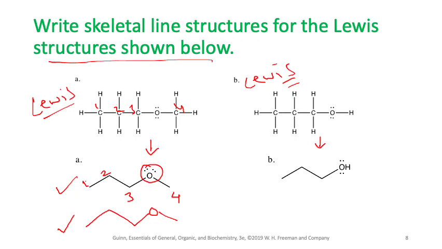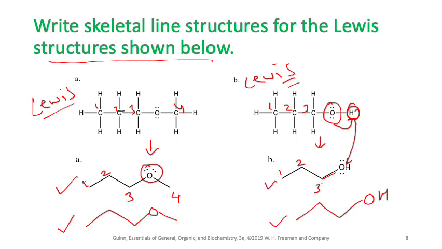Let's go to the second one. How many carbons do we have over here? 1, 2, 3. Then on the third carbon we have a single bond attached to a heteroatom, and that heteroatom is attached to a hydrogen. So we have to show this hydrogen too. And you can draw the same structure, something like this, OH, without showing a non-bonding electron pair. So both structures are right.